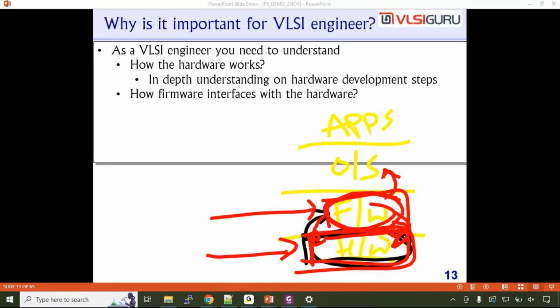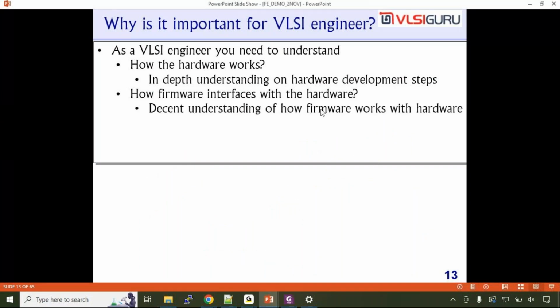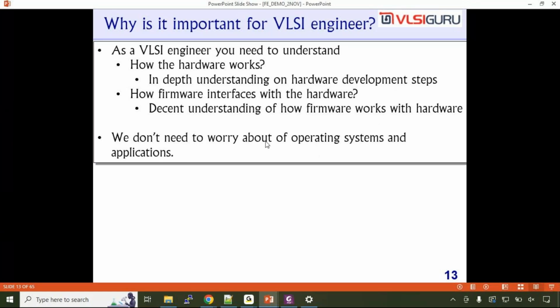Okay. I won't go deep into it. This firmware understanding is required when we do SoC verification. There is a type of verification called system on chip verification. When we do that verification, you need this level of understanding. You need to know how firmware controls the hardware, a basic understanding of how firmware works with hardware. We don't need to worry about the operating system or the other upper layers.